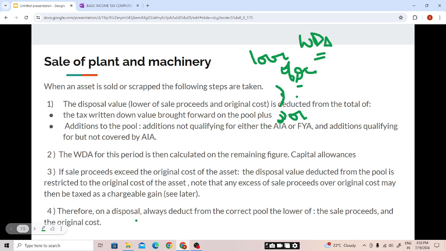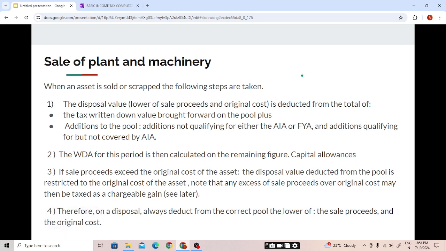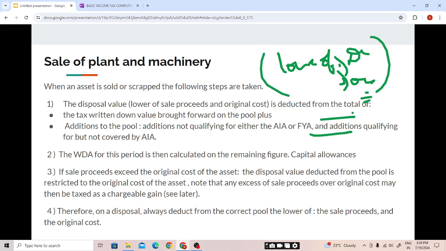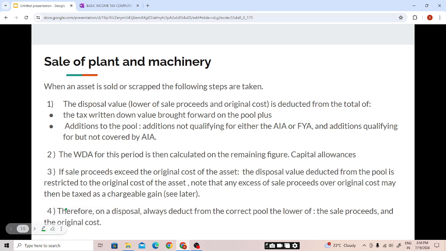Therefore, on disposal, always deduct from the correct pool the lower of sale proceeds and original cost. So in sale of plant and machinery, students, we need to keep only two things in mind: the lower of disposal proceeds or original cost. This we will reduce, and on the remaining amount we will calculate the WDA, the writing down allowance. Now we will see one case, one example.